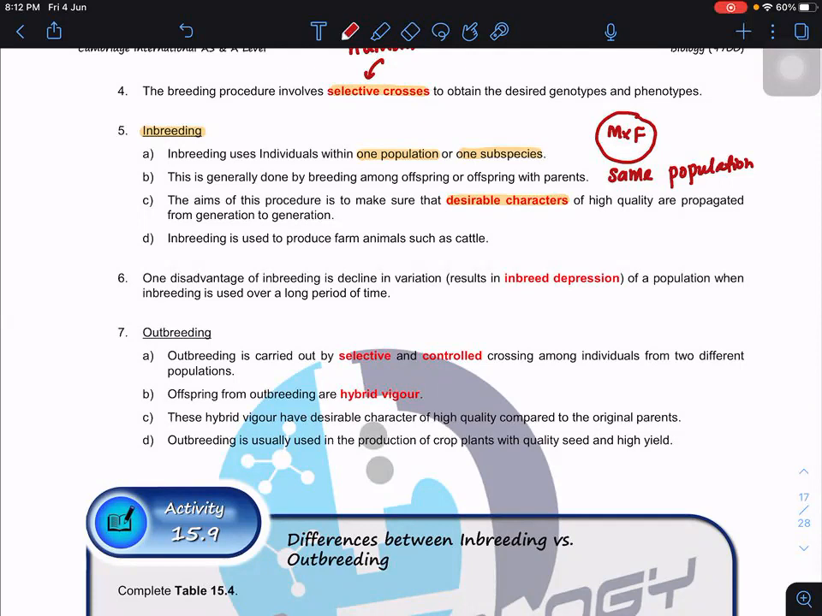So humans will choose who can breed. When they can breed and reproduce, it basically means they're going to pass on the particular alleles that confer the desirable phenotypes, so that the next generation will inherit those phenotypes. Okay, so inbreeding is used to produce farm animals such as cattle. Basically, we're looking at milk production. Later we're going to look at the process.